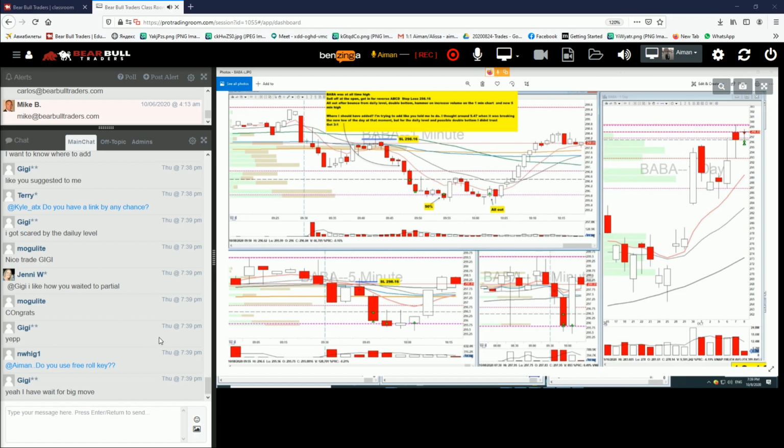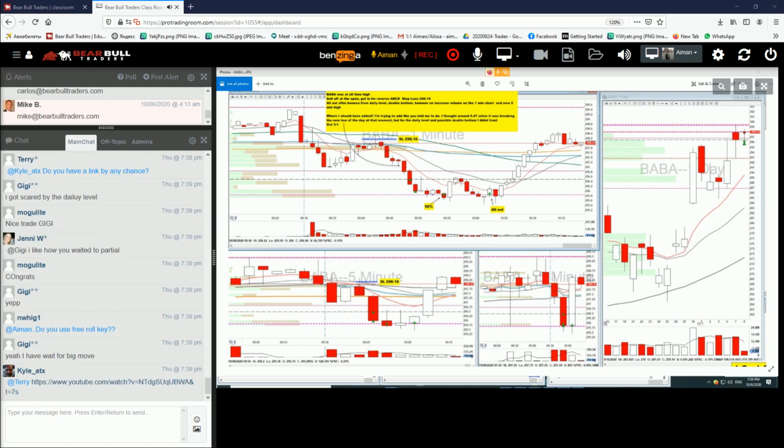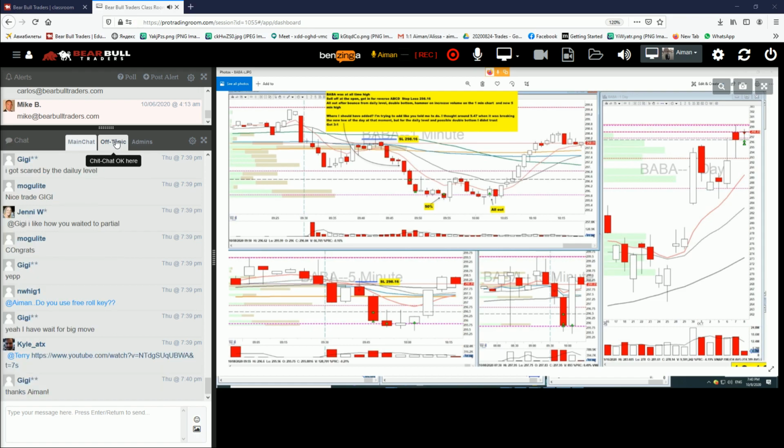No, I don't use the free roll hotkey. I add based on calculations. I do it manually, depending on where I want to have my stop loss at. The free roll hotkey is an amazing hotkey, but it just doesn't work for my style of adding.